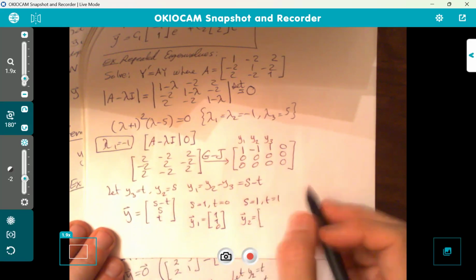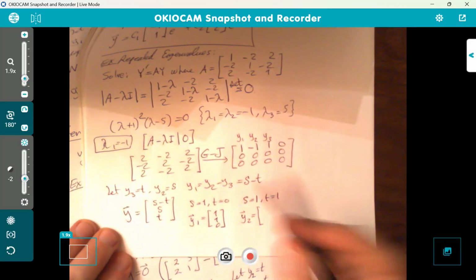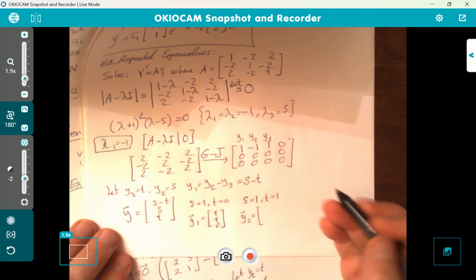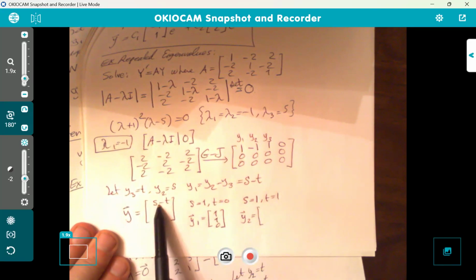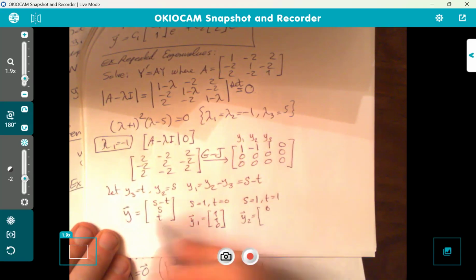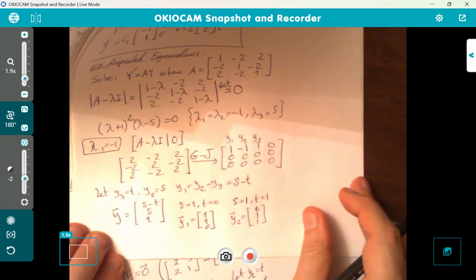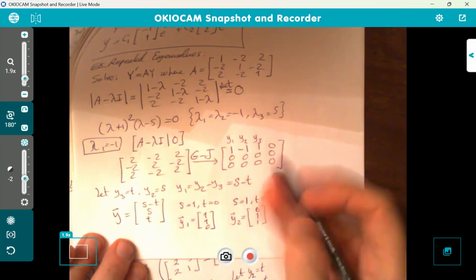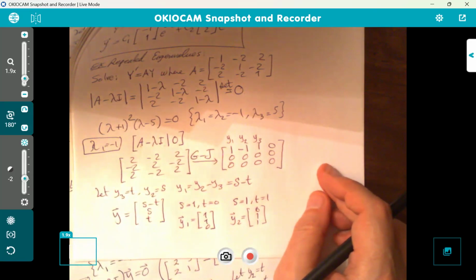I'm going to let s1 be 1, t1 be 1. If you want, you can let s be 0, t be 1. That's just me. Plug in these numbers, 1, 1 in here. So you get 0. And then s is 1, t is 1. So you get 1, 1. And there you have that one. This is going to be the solution to y2, right?